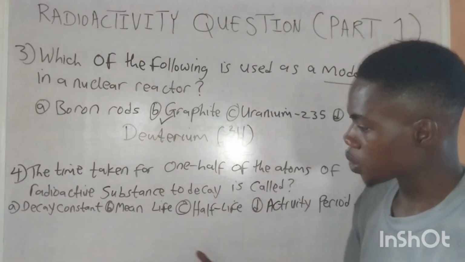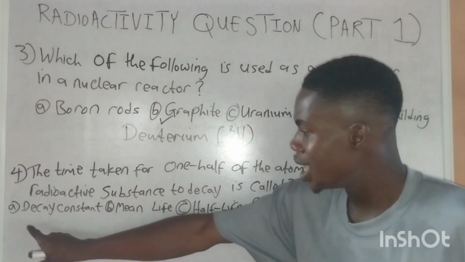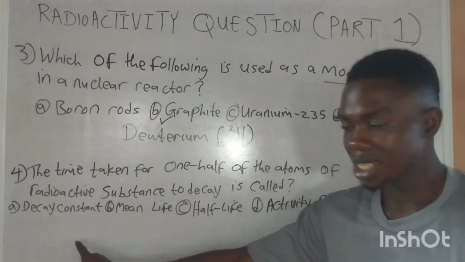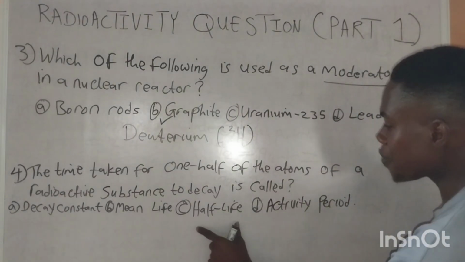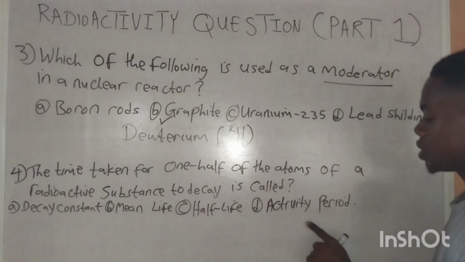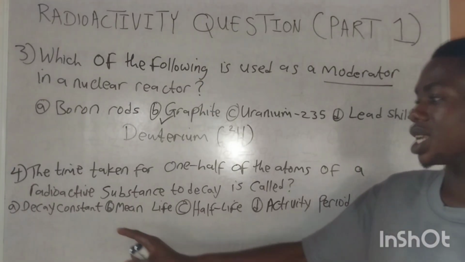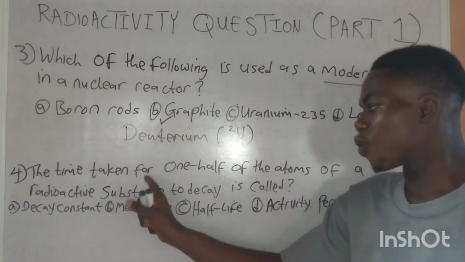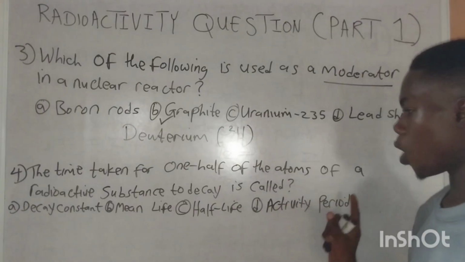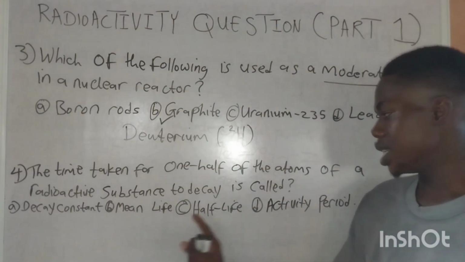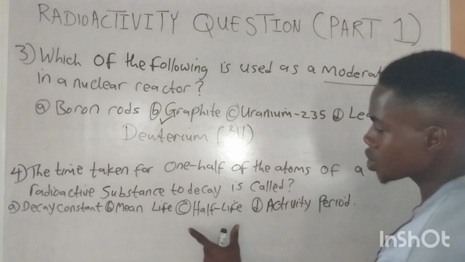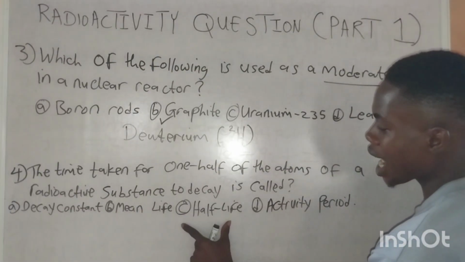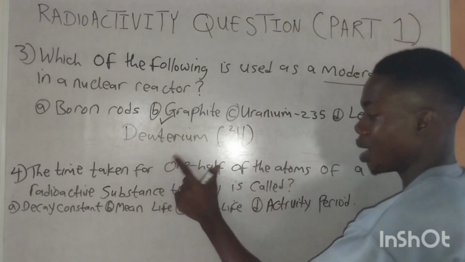Now, if you look at the options very well, option A says decay constant, option B says mean life, option C says half-life, option D says activity period. And the question says the time taken for one half of the atoms of a radioactive substance to decay is called what? The half-life. So please take note that among the options, the answer for this particular question is half-life.